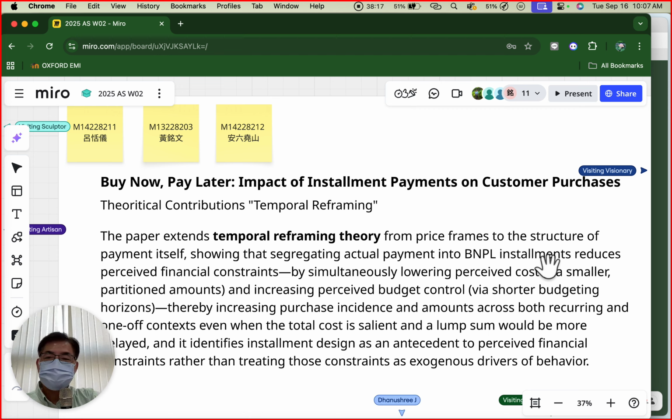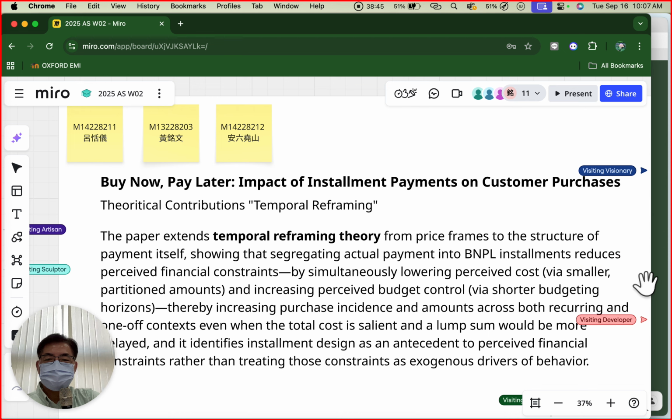Our paper name is Buy Now Pay Later, the impact of instrument payment on the customer purchase. Basically, this paper talks about the temporal reframing theory, and it's about how people think of the price over time. The study said that the idea is not just about price wording, but about structuring the payment itself. And to make it easier to understand, I will explain it like this.